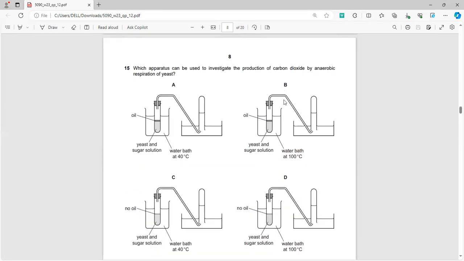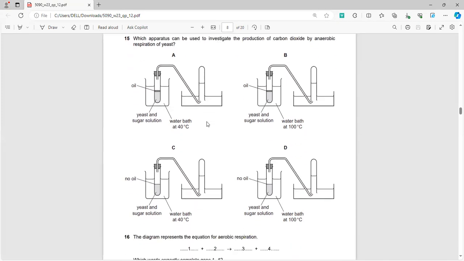Now in question number 15, we have to select the best combination or the best experiment which will help us investigate the production of carbon dioxide. The correct answer will be A. Why? Because if we look at the temperature, you can simply rule out B and D because of the excessive temperature at 100 degrees, leaving A and C at 40 degrees. The only problem with C is that there is no oil, so the CO2 will simply evaporate. However, there is an oil layer over here, so it can't evaporate, and thus we can easily check the concentration of carbon dioxide.